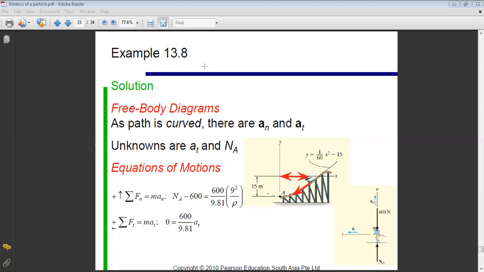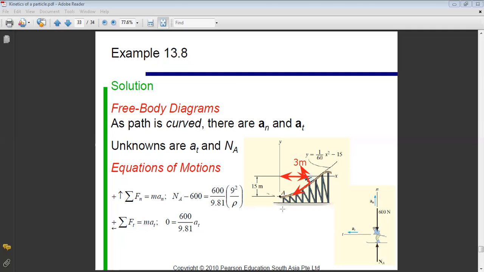So let's say for x equals 3 meters, what is the normal and what is the acceleration? For example, for x equals 3 meters, what should I do? First, I say that ut is tangent to the path, and un is perpendicular to ut and directed towards the center of curvature. Since I have an upward concavity, un will be up.